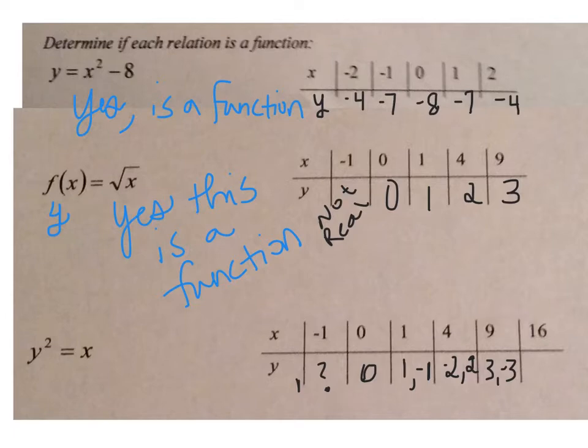So this is not a function, and notice what is going on here. Something is being done to y. Y is squared. So we said whenever there's something being done to y, then you probably do not have a function.